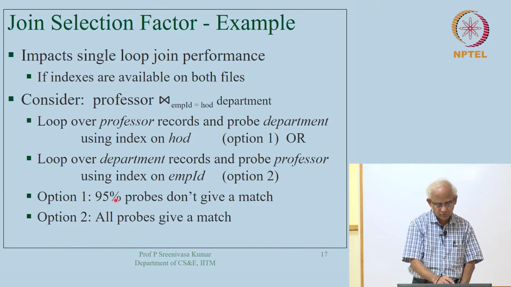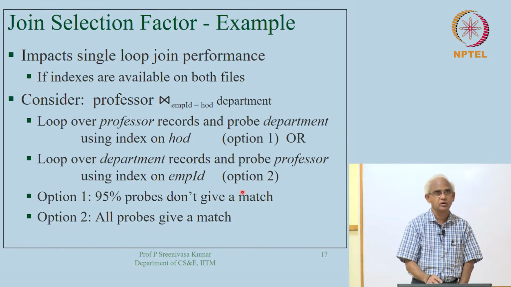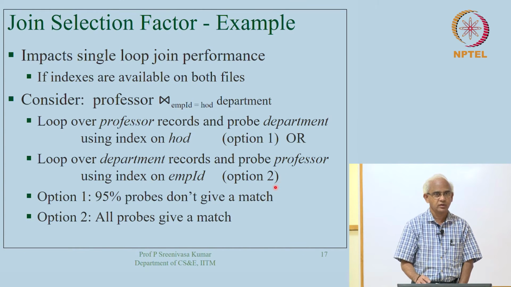So 95% of the probes do not give a match, and so it is a lot of wasted usage of the index. In order to figure this out, it will have to do some disk accesses, right, because this index is a disk data structure, it is lying on the disk, so it will spend some disk accesses. So it is a wasted effort.